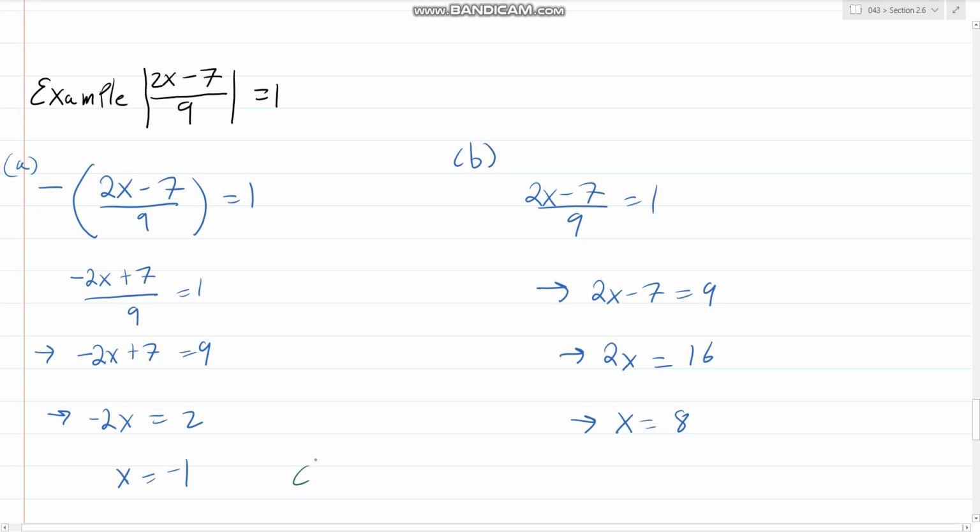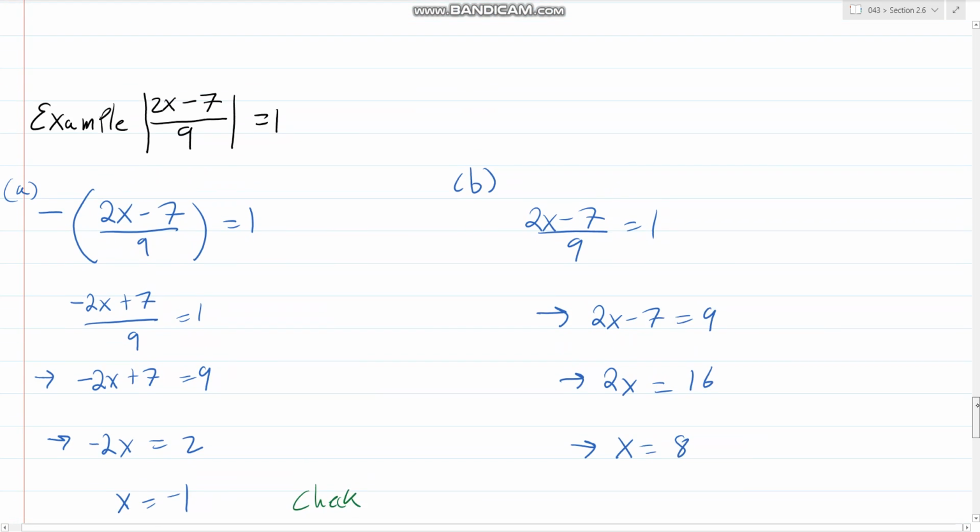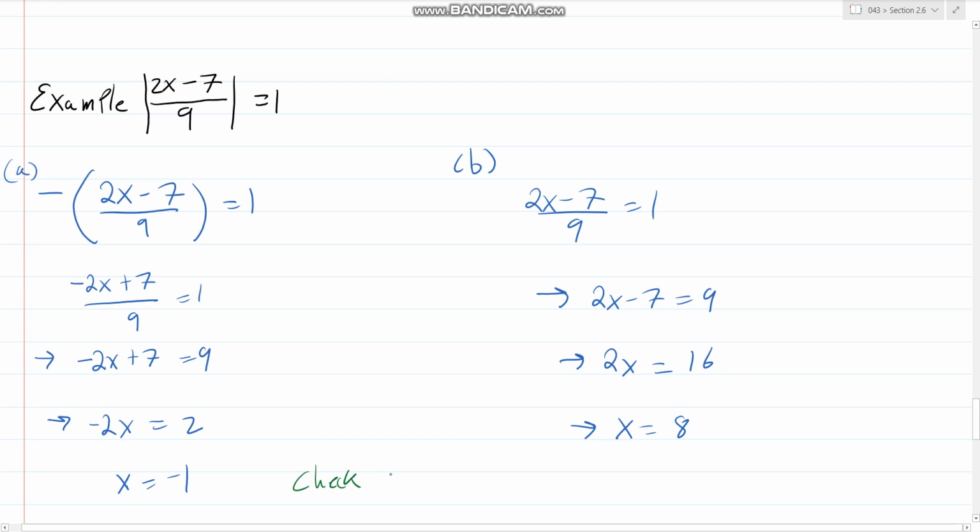Let's see, if I check negative 1, I can check that, and that's going to be the absolute value of (2 times negative 1 minus 7) over 9. I claim that that's equal to 1. All right, so that's negative 2 minus 7, which is negative 9. And so this is going to become the absolute value of negative 1 equals 1. And yeah, that does work. I'm going to erase this so I have more room, but that one does work.